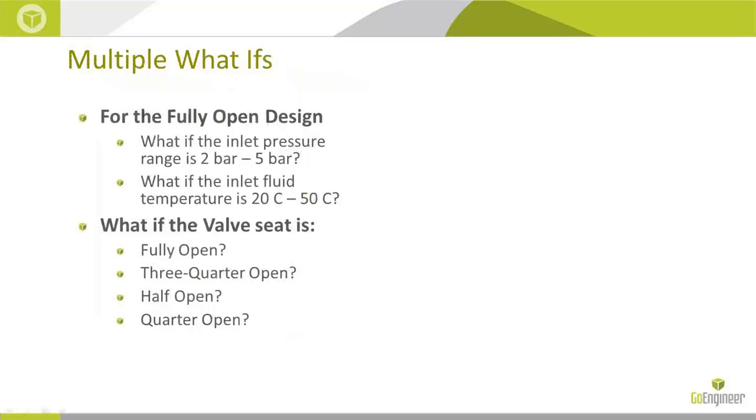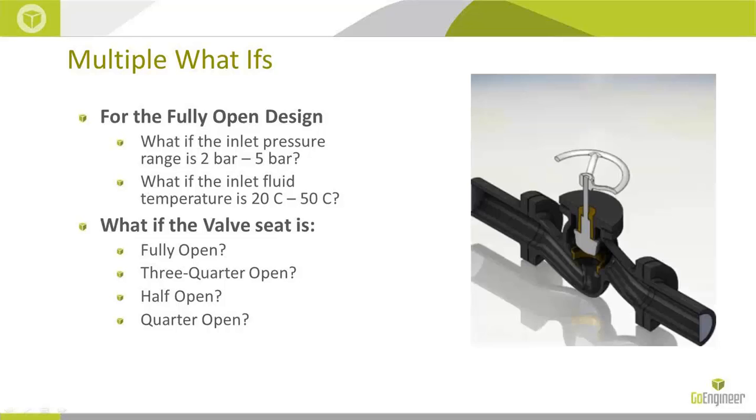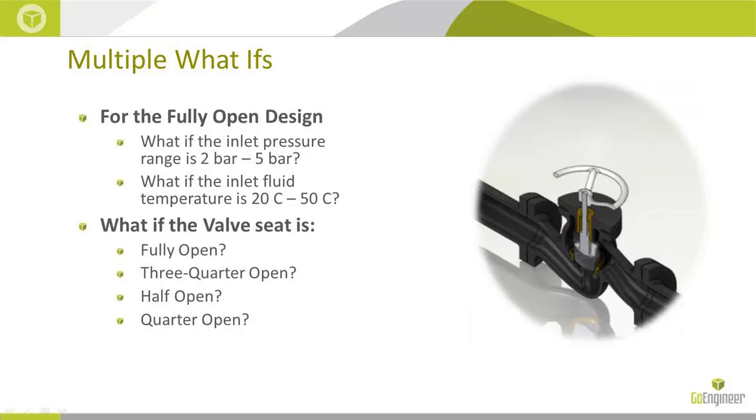Let's talk more about those what-if scenarios. All right, so in this case here, I'm interested in ranging my inlet pressure from 2 bar to 5 bar. I'm also interested in changing the temperature from 20 to 50 degrees Celsius. And so for each of these models, I'm going to vary if my valve is fully open, if it's 3/4 open, half open, or 1/4 open.